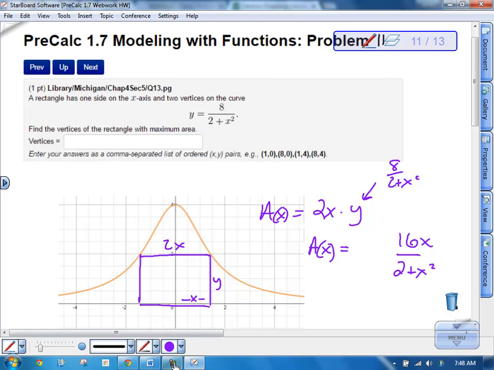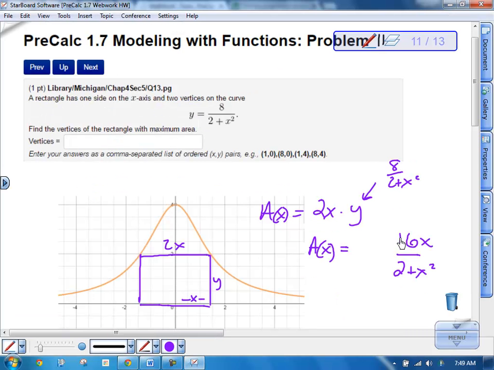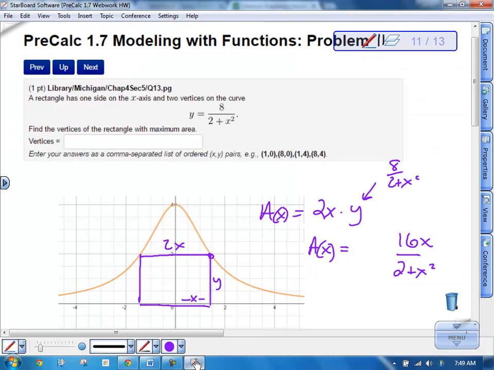So let me do that real quick. Yeah, and that worked. So the mistake I made was that I got this on Desmos. This point right here is the maximum. That's the x that maximizes the area, and that's the maximum area. So I wanted x and y for the dimensions. I used that for y, but it's actually the area. So what I need to do is take this x, 1.414, which looks like the square root of 2, and plug that in for x right here to get a corresponding y.